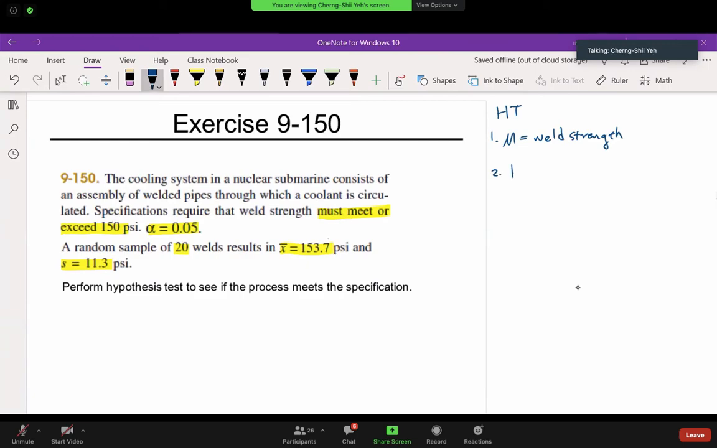Number 2, let's write down our null hypothesis and alternative hypothesis. Null hypothesis is what we believe our current process is. And we believe our current process is meeting the specification. Specification says the strength must meet or exceed, equal to or greater than 150 psi. When would it not meet the specification? So our alternative hypothesis is to prove it does not meet the specification. So my mu is less than 150.